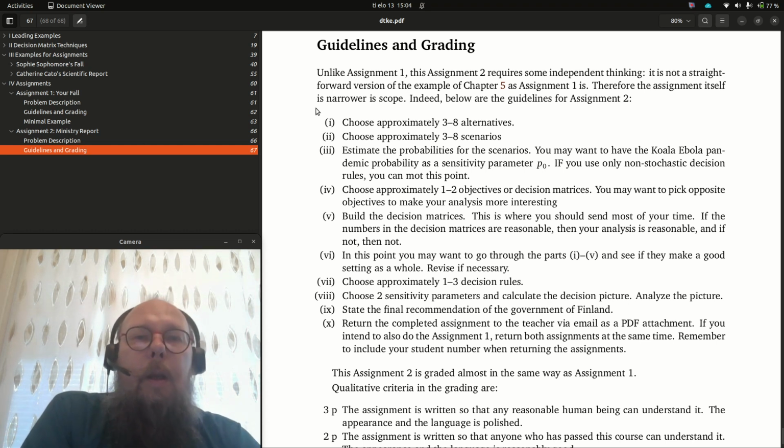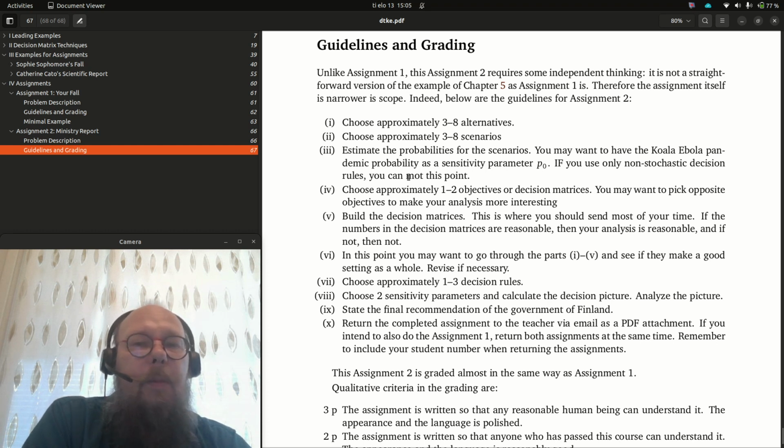So here is a point-by-point guidelines how to do this and how it affects your grading. So first you choose alternatives, take 3 to 8 of them approximately. It's not so strict, but maybe 3 is the minimum value. Then you use scenarios, again approximately 3 to 8 scenarios. Then the point 3, you should estimate the probabilities for the scenarios. Again, you may want to have the koala Ebola pandemic probability as a sensitivity parameter P0. And if you use only non-stochastic decision rules, you can omit this point.